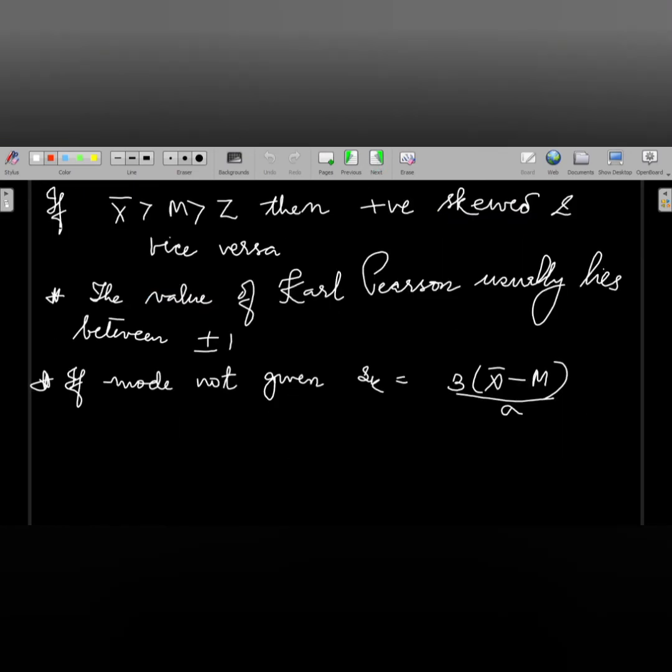The second: if mean is greater than median is greater than mode, then we can say that it is positively skewed. I have explained this in the very first. And vice versa: if mean is less than median is less than mode, then it is negatively skewed. Clear? The value of Karl Pearson usually ranges from +1 to -1. These are the properties.